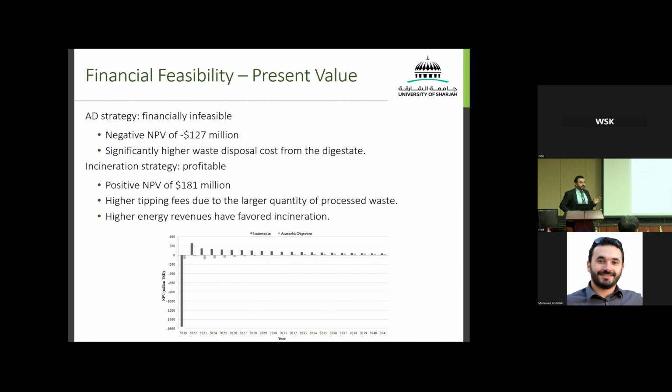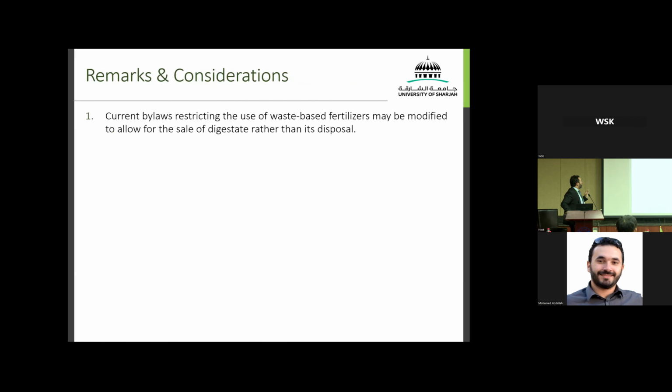And I'll show you the reason why the anaerobic digestion did not work at that stage. So the current bylaws in the UAE prevent using the digestate, which is the leftover from the anaerobic digestion process, as a fertilizer. And that results in disposing of all the digestate to the landfill. There is no other way of dealing with it because they don't have incineration.